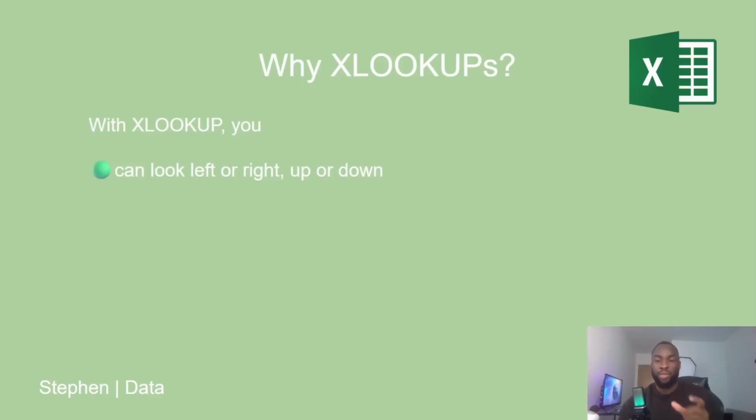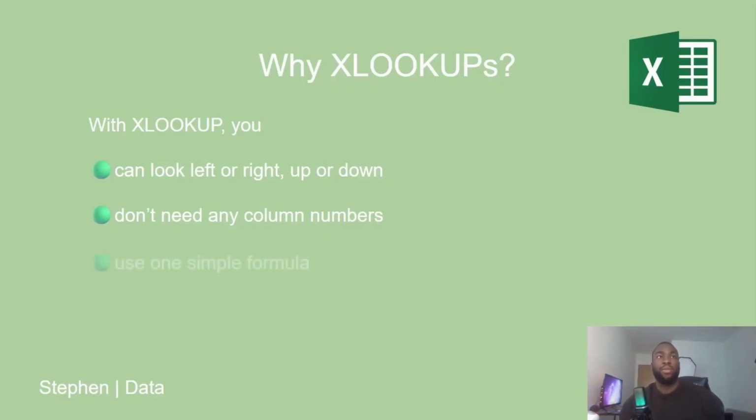So remember, VLOOKUPs only look from left to right, and HLOOKUPs only look from top to bottom. But XLOOKUPs can search for the value in any direction. And with XLOOKUP, you don't need any column numbers. Something like VLOOKUP forces you to give it the column number to pull data from. XLOOKUP skips that completely, because all you need to do is tell it where to look, and it's going to extract the data for you without you giving it any column number.